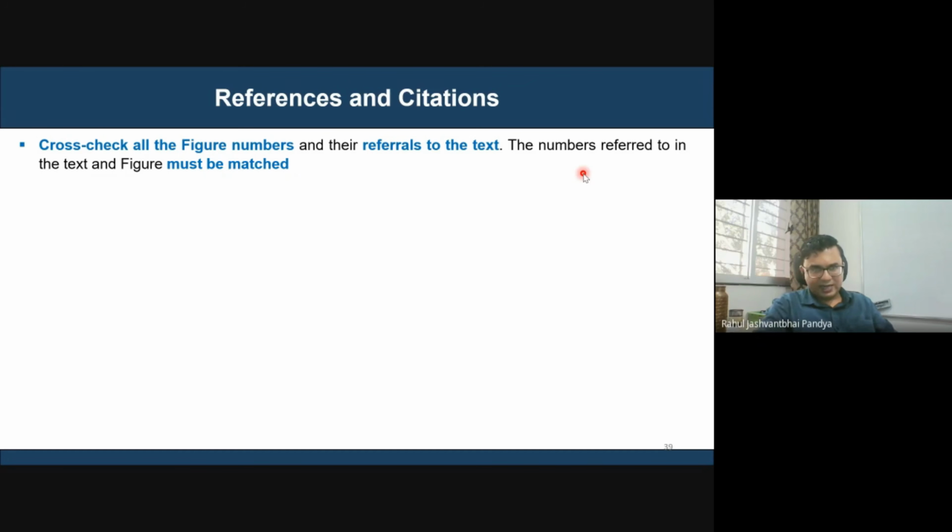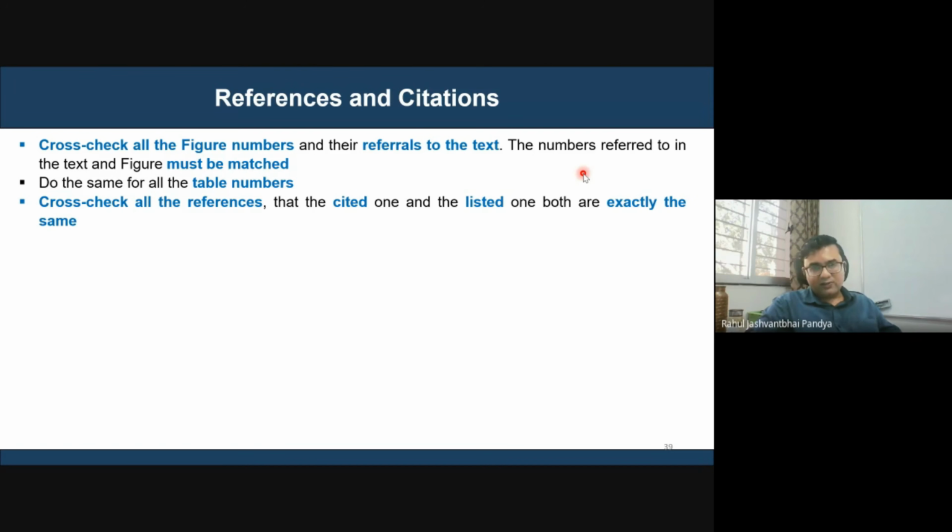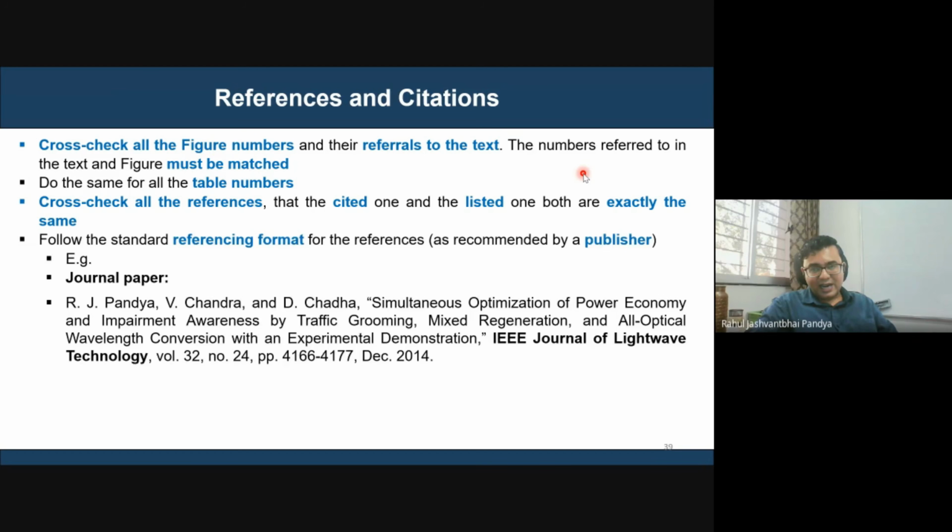These days, Overleaf does it nicely. Cross-checking the numbers is not a trouble unless we are using Word, right? But Overleaf does it nicely. LaTeX does it nicely. So what we have to see is if there is any missing information. It must be in the order as per the journal's or conference's required format. Sometimes, let's say the table numbers are not matching, figure numbers are not matching, right? When we refer to the text, that's what we have to cross-check, that each and every figure number, equation number, table number is matched throughout the paper. Cross-check all the references, cited ones and listed ones, they must exactly match.